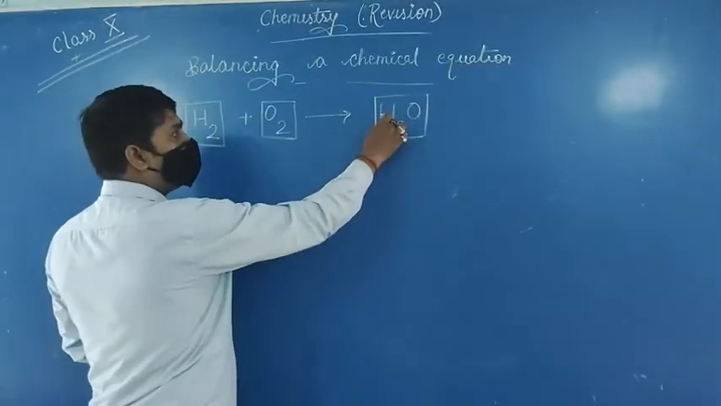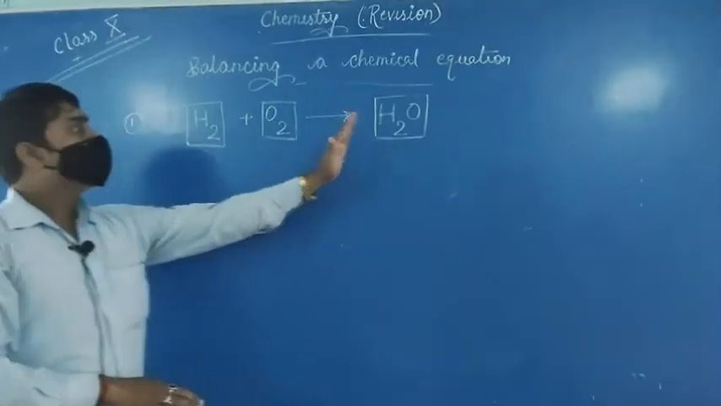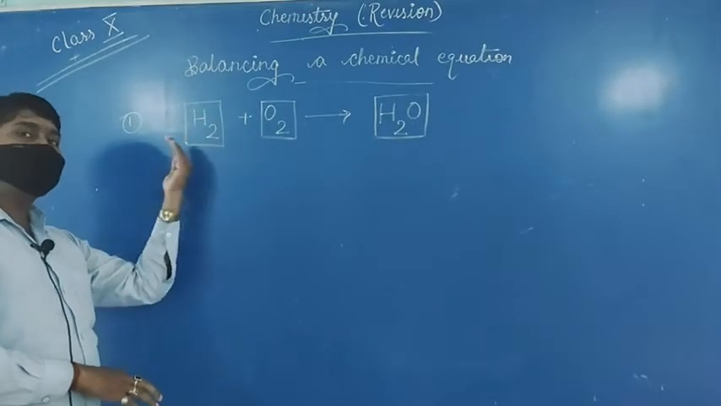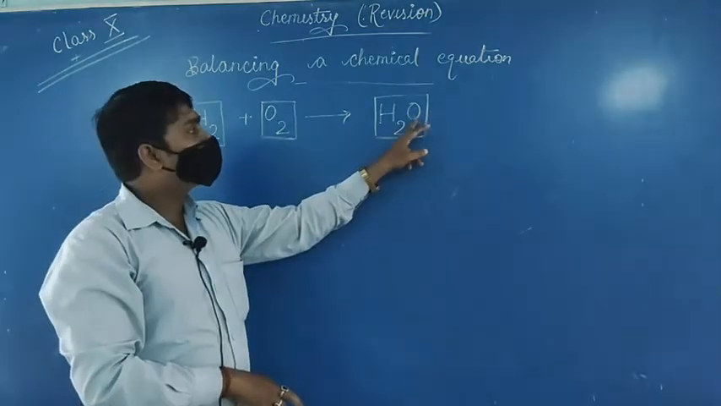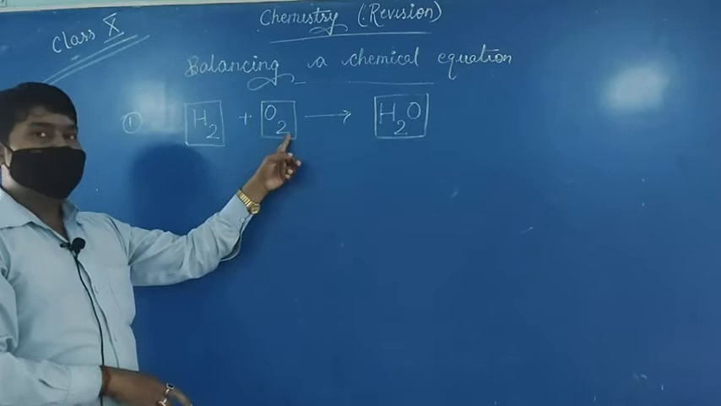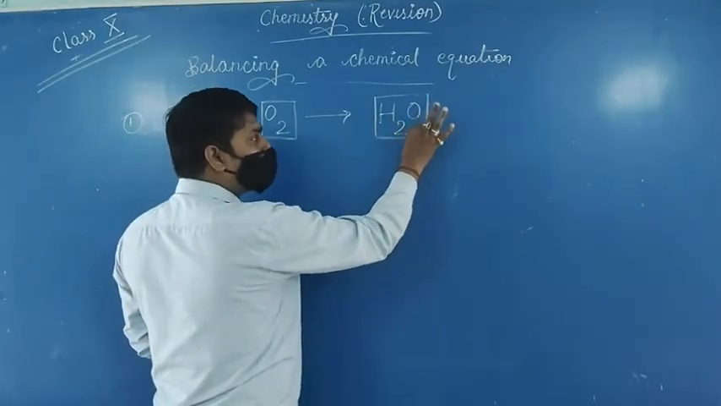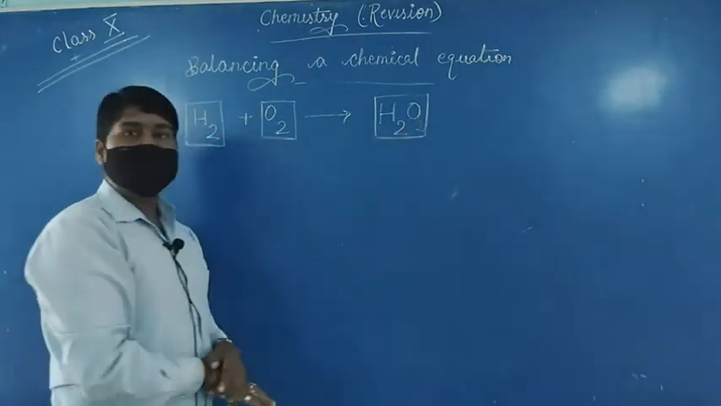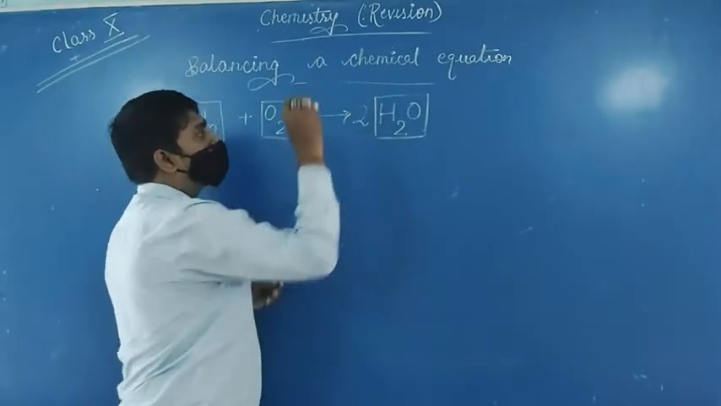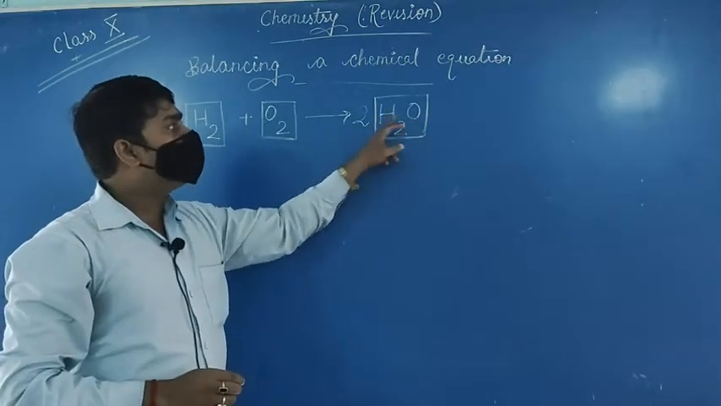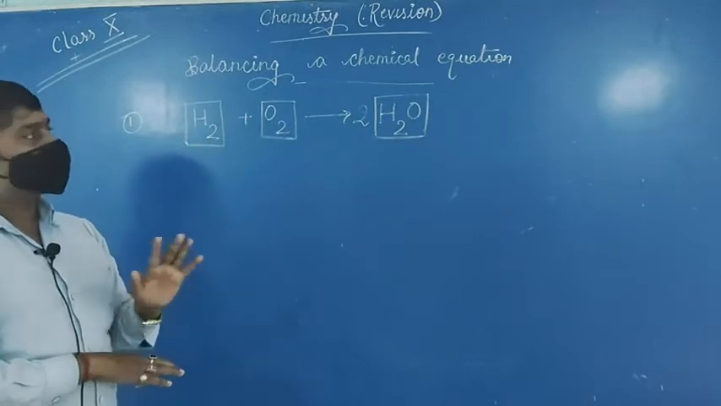Now here hydrogen is 2, means the number of hydrogen atoms is 2 in the product side, and the number of hydrogen atoms is 2 itself in the reactant side, means hydrogen is balanced. Now oxygen is 1 in the product side, but oxygen atoms is 2 in the reactant side, so oxygen is not balanced. Now we should not write something inside the box. If we write here 2, it means we are committing a mistake. That's why we should not write any number here. We have to write 2 outside the box, so that the number of oxygen atoms will be 2 in the product side, and the number of oxygen atoms is itself 2 in the reactant side, means oxygen is balanced.